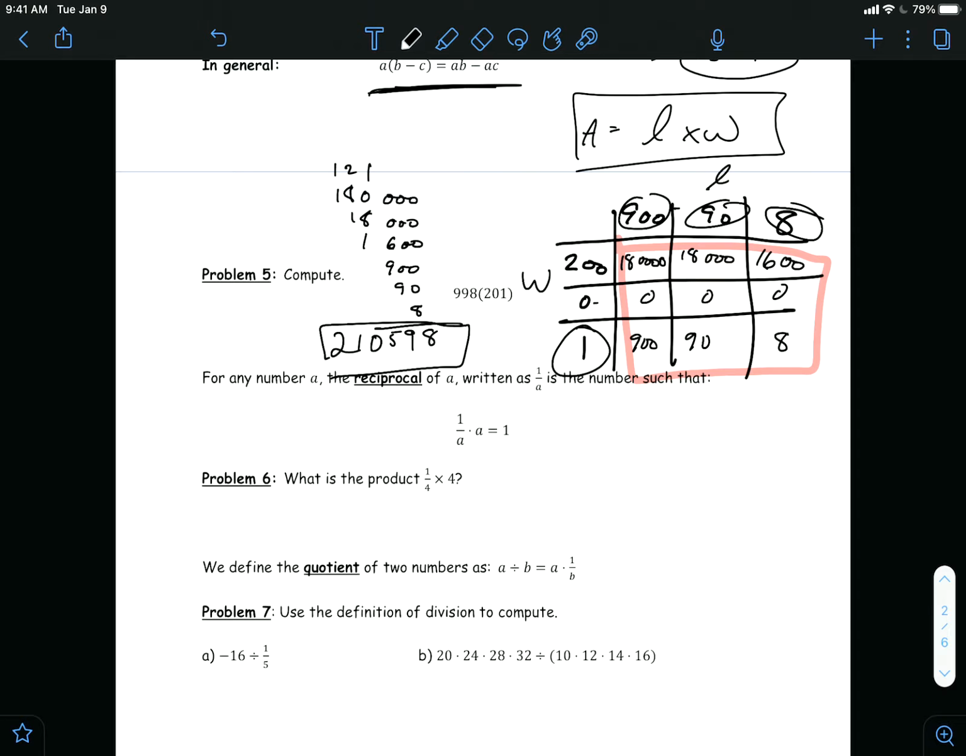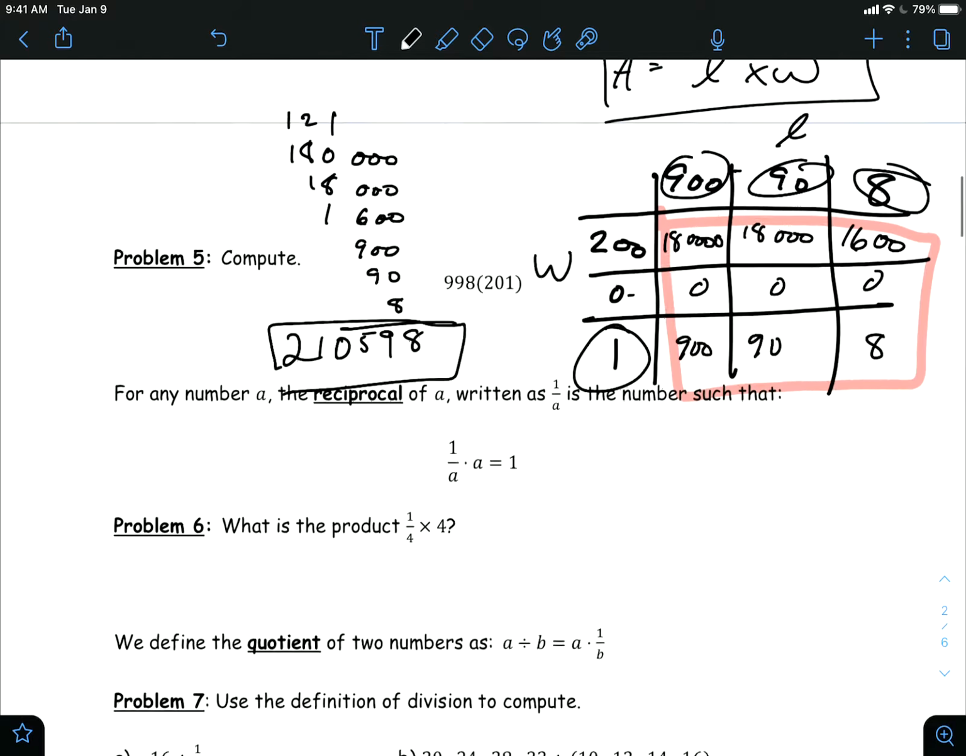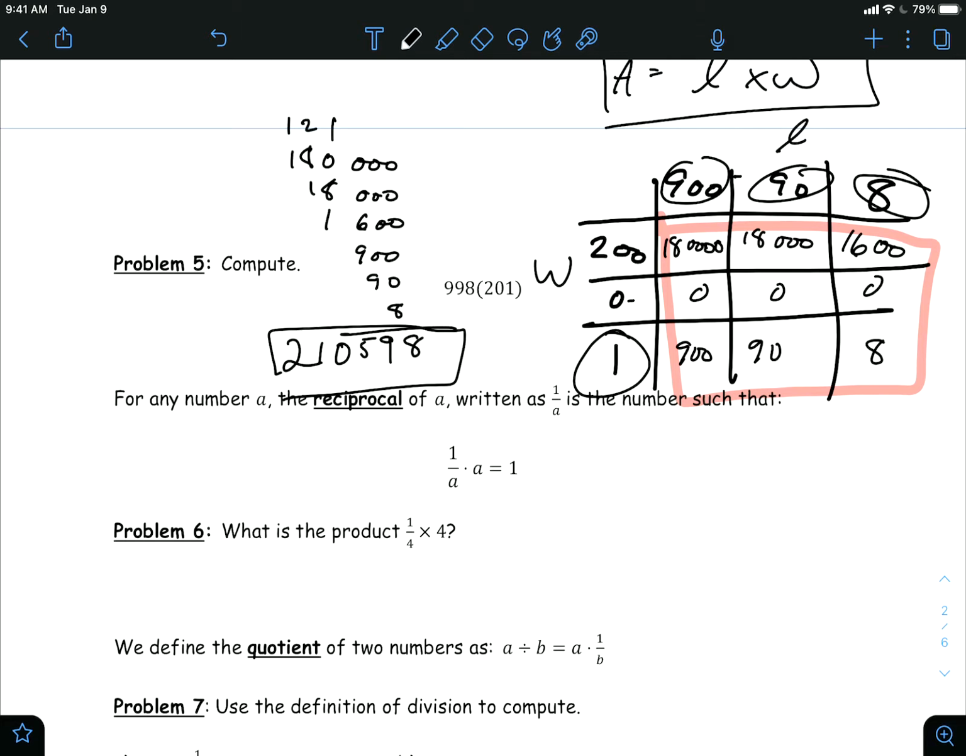210,598. You could probably do that faster without me talking at you. You just, away you go and get it. This to me, when I saw this, I was like, this is brilliant. Absolutely brilliant.